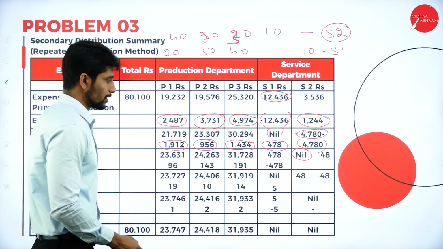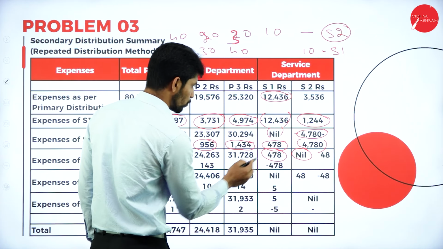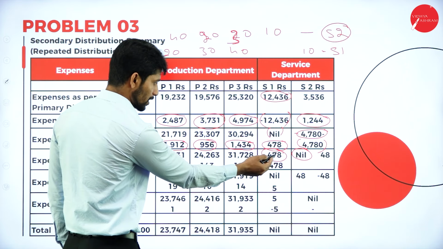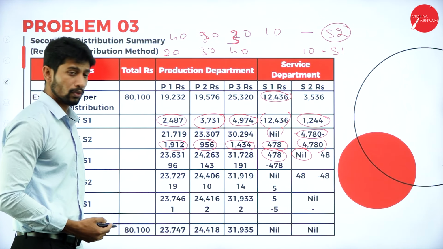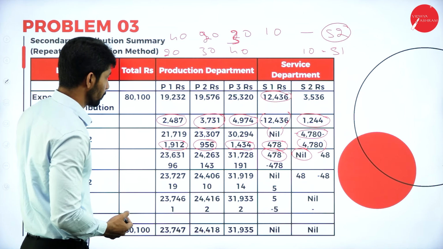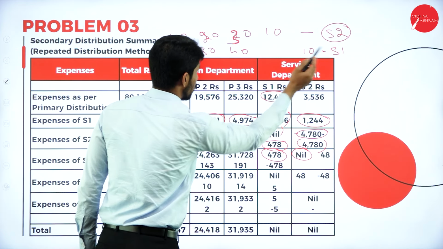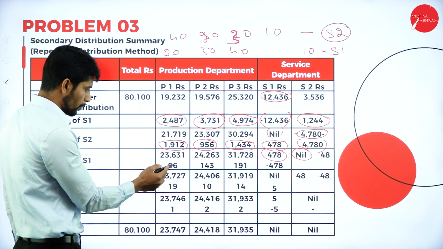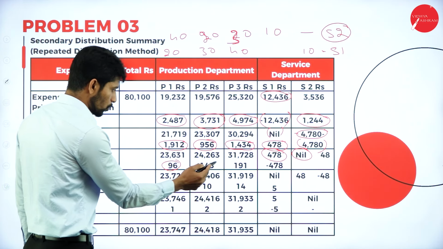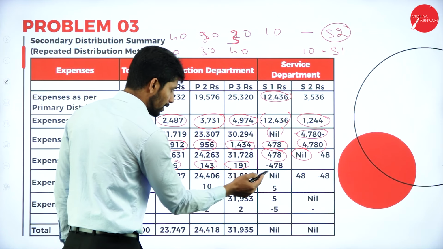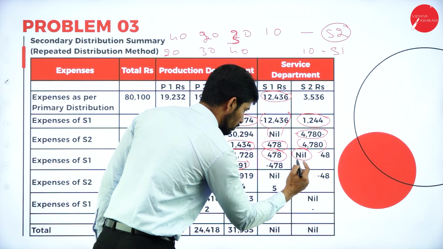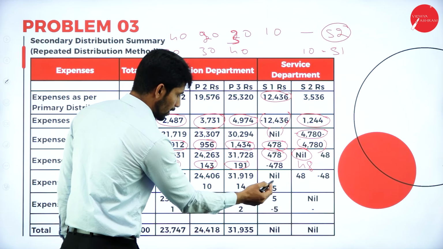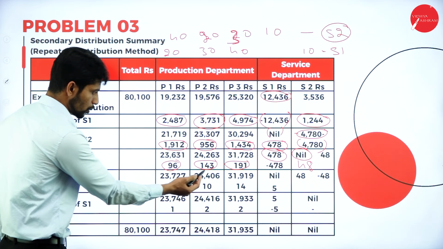Now, still here you have 478 rupees under service department 1. So now distribute this 478 among other departments. Service department 1, how to distribute? 20, 30, 40, 10. If you distribute likewise, you will get 96, 143, 191, and here it is minus. Here you are supposed to get 48. Here it is nil, and total these two values, you will get the total.